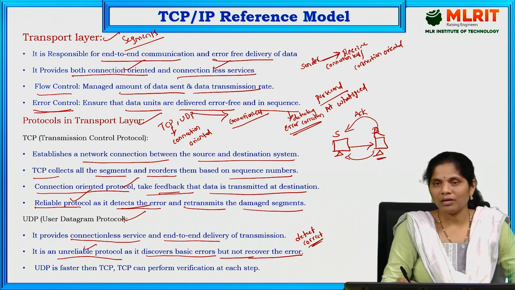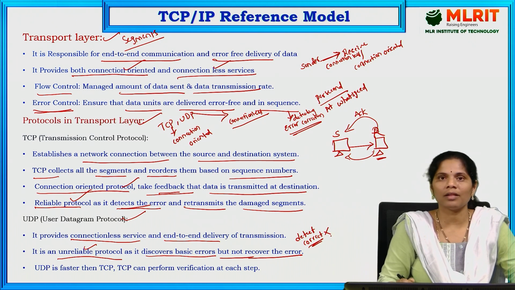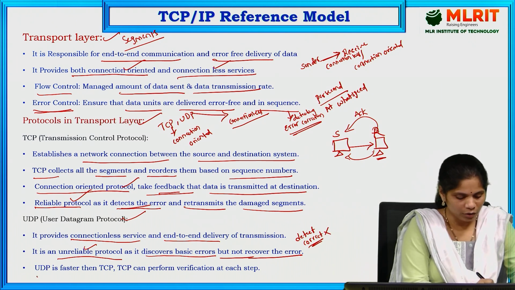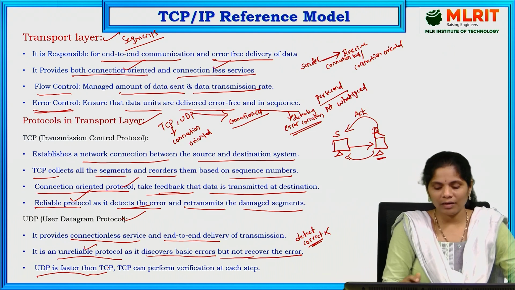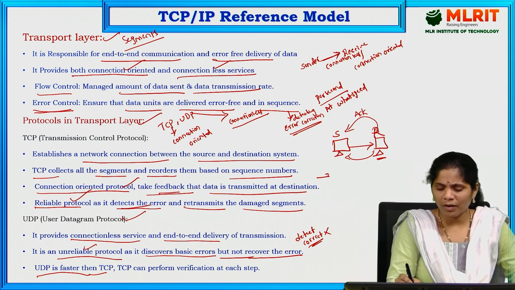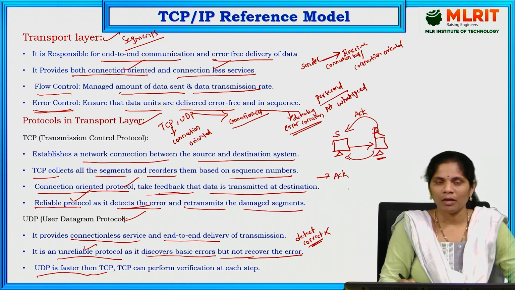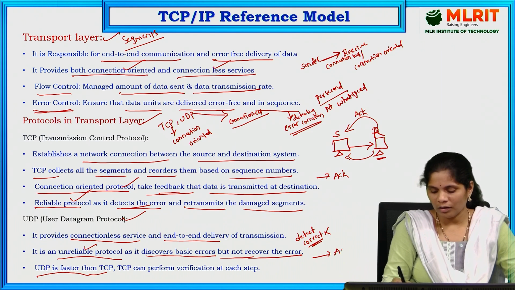Coming to here, it detects the error but it does not correct the error. That is the UDP. And UDP is faster than TCP because it is a connectionless service. TCP is a connection oriented service, because every time it is asking for the acknowledgement. Here it does not need any acknowledgement.